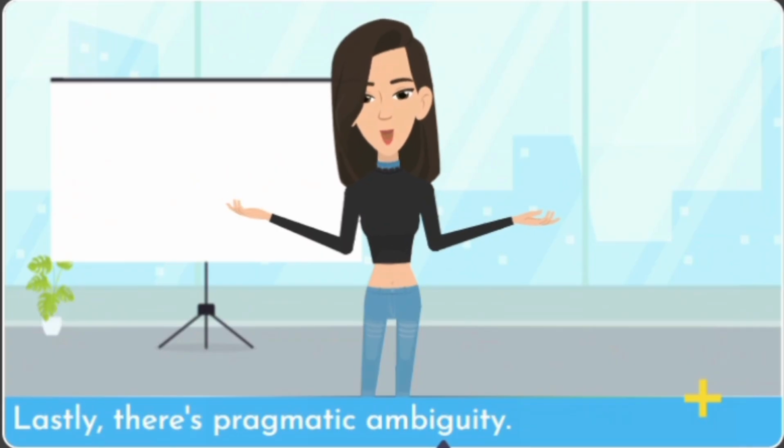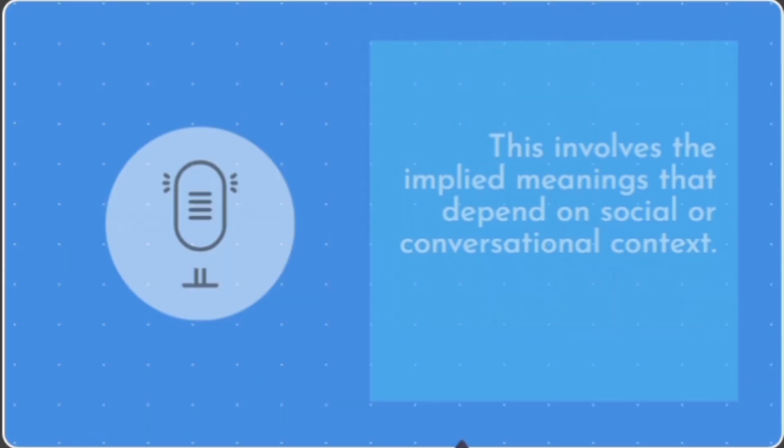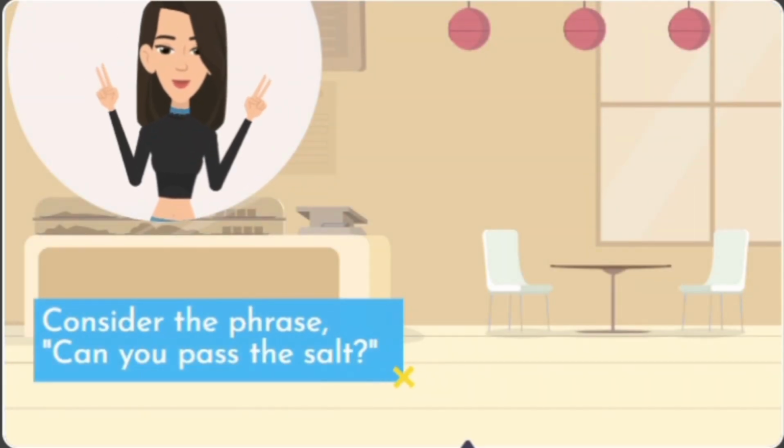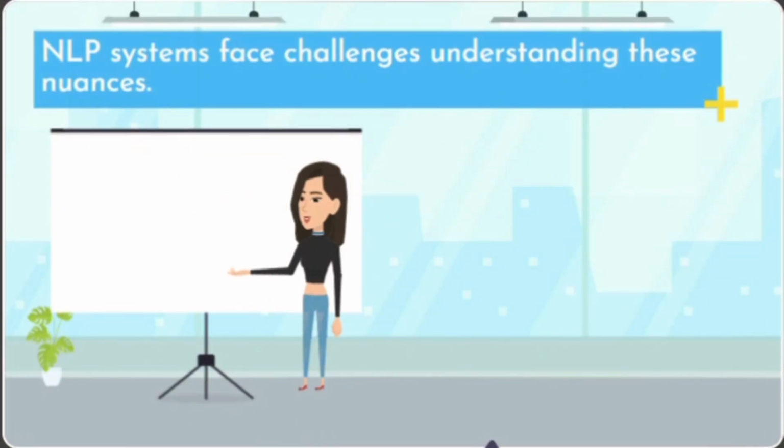Lastly, there's pragmatic ambiguity. This involves the implied meanings that depend on social or conversational context. Consider the phrase, "Can you pass the salt?" It sounds like a yes, no question, but it's really asking someone to pass the salt. NLP systems face challenges understanding these nuances.